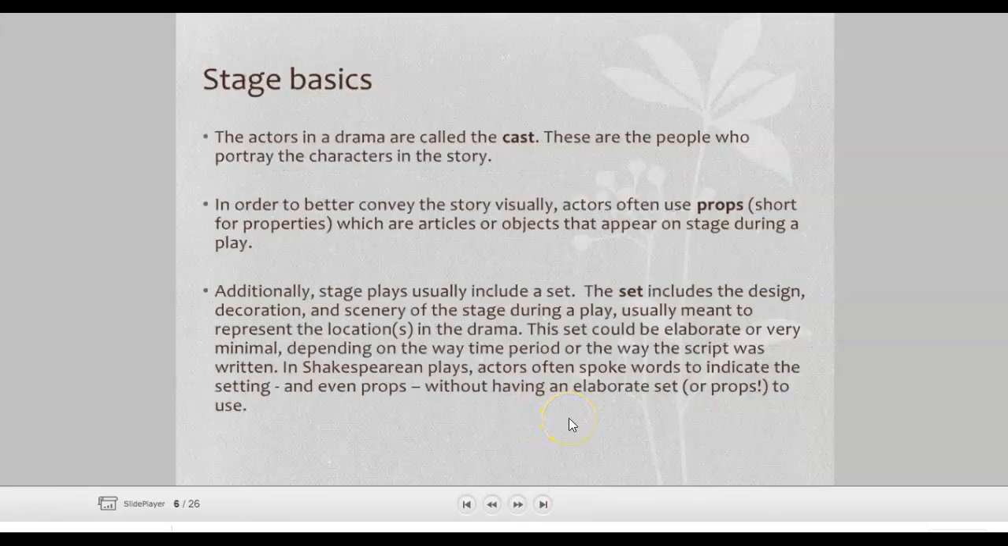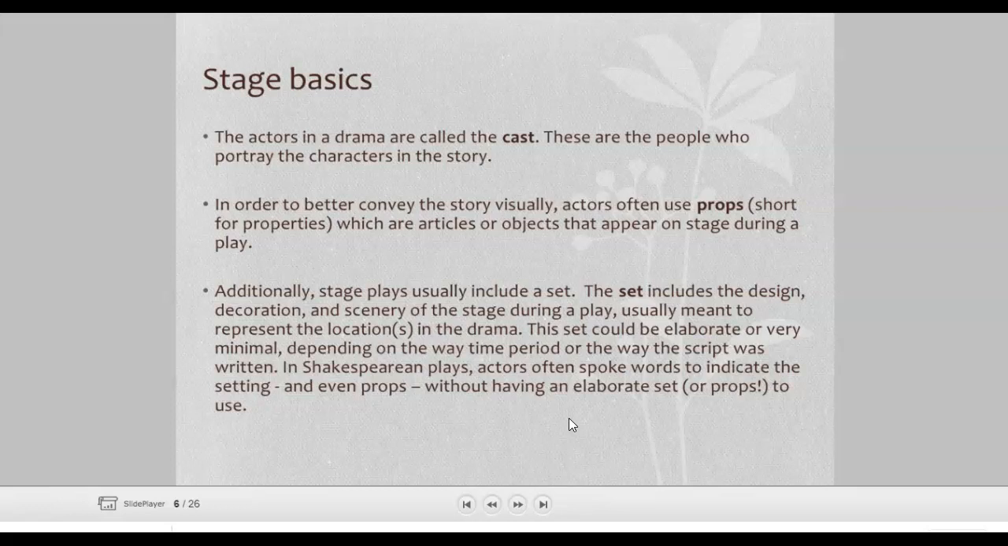When you talk about being on a stage, the actors are called the cast. So you have the cast members. These are the people who portray the characters, the different roles that you have within a play. So in order to better convey the story visually, you might have props where they create the scenes on the stage. And so those are articles, objects, things that you might have to physically create to create a scene. Those are the props. It might be something that someone holds or uses.